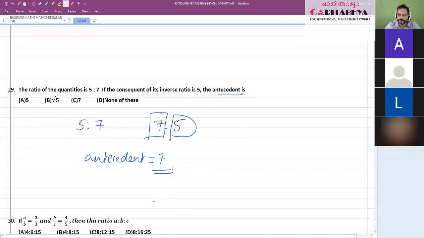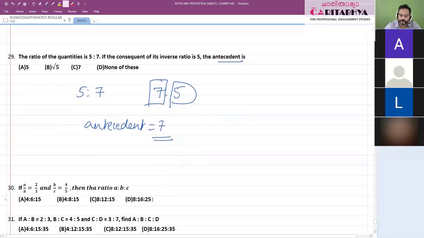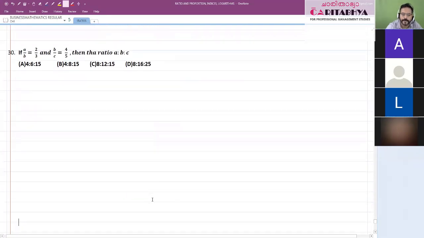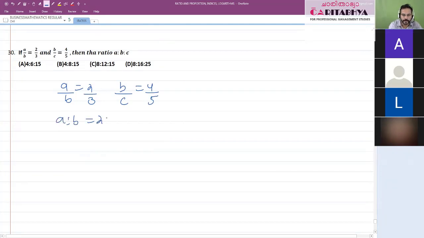Clear like that? Then, next question. A by B equal to 2 by 3. B by C equal to 4 by 5. A is to B is 2 is to 3. B is to C equal to 4 is to 5. Find the continuous ratio A is to B is to C.